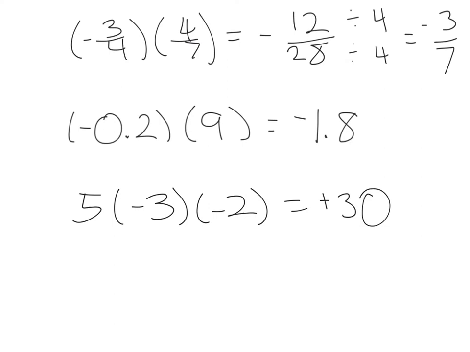So basically, you could come up with a rule that said that if you had an even number of negative signs, then you're going to come up with a positive product. If you have an odd number of negative signs, then you're going to come up with a negative product. So we could make that rule as well.